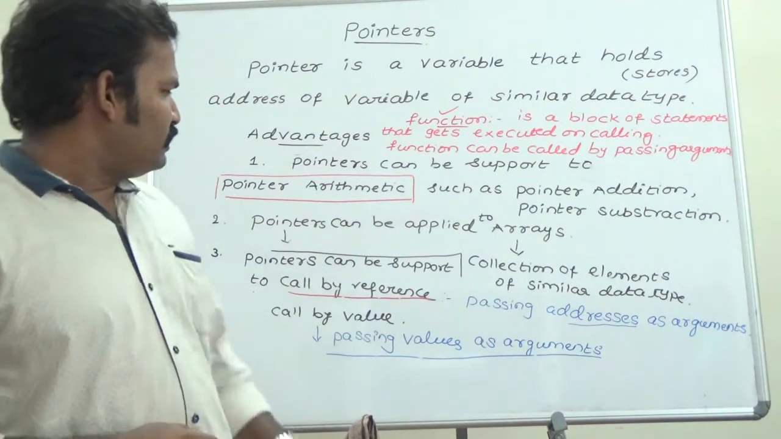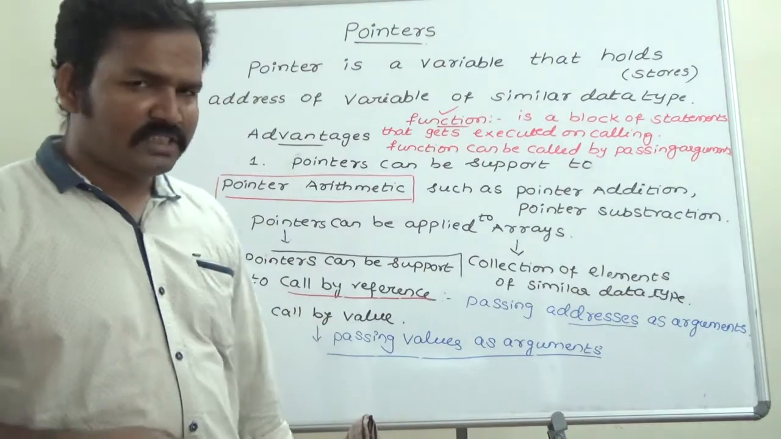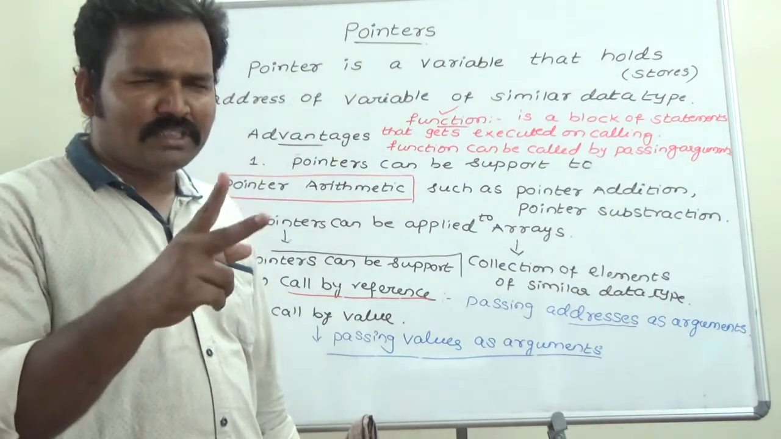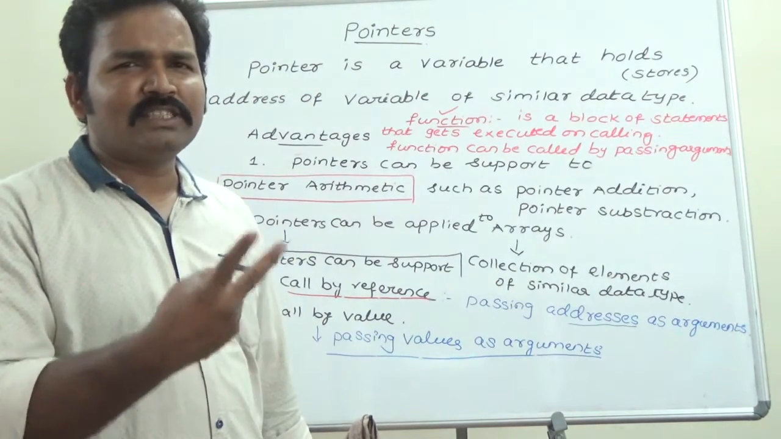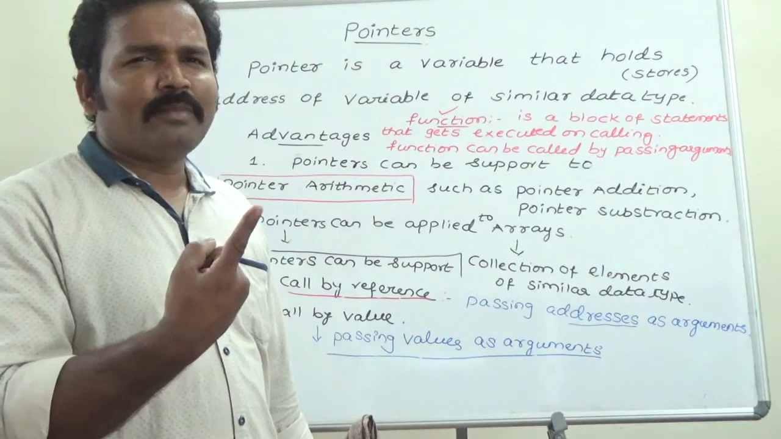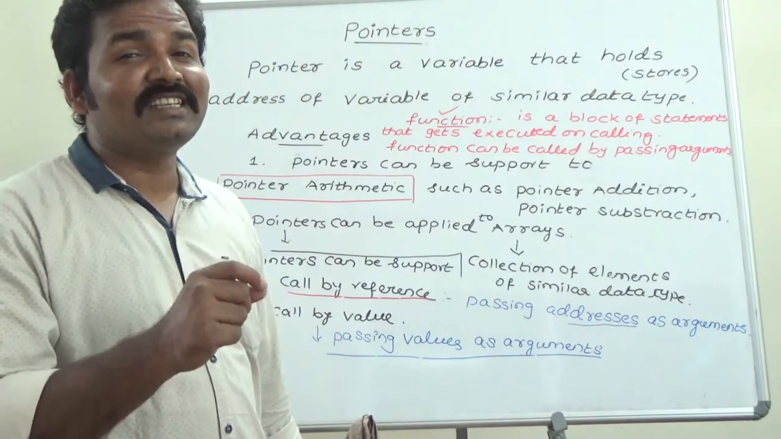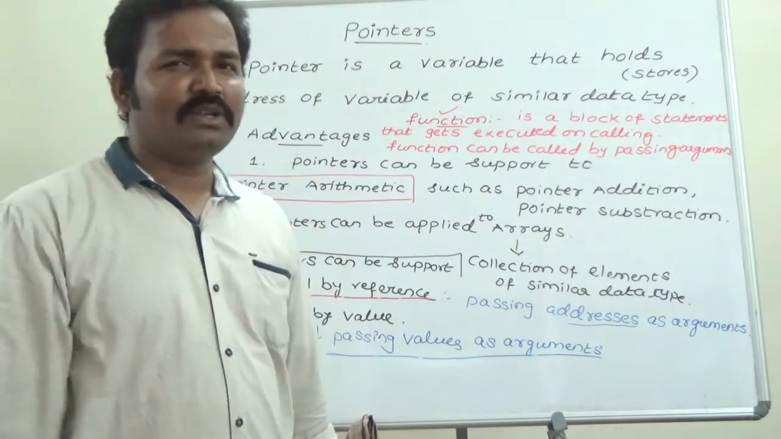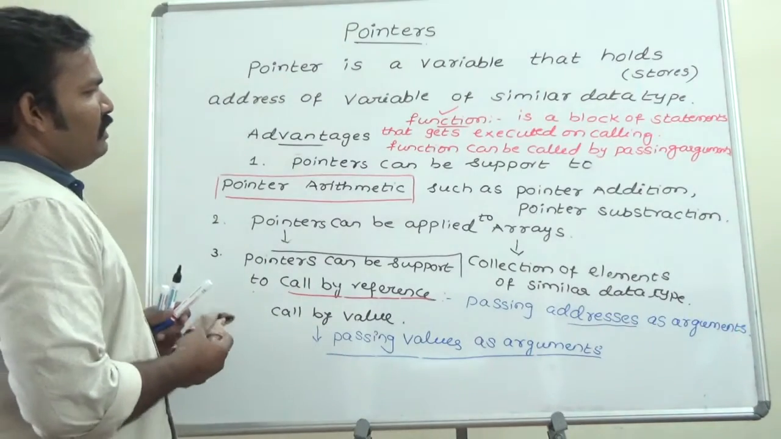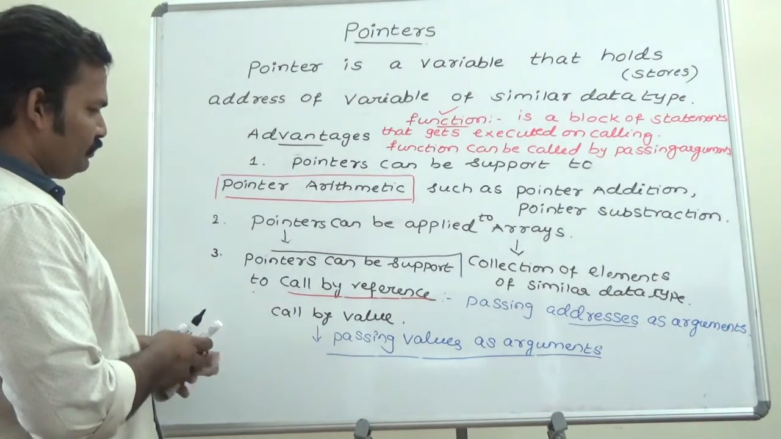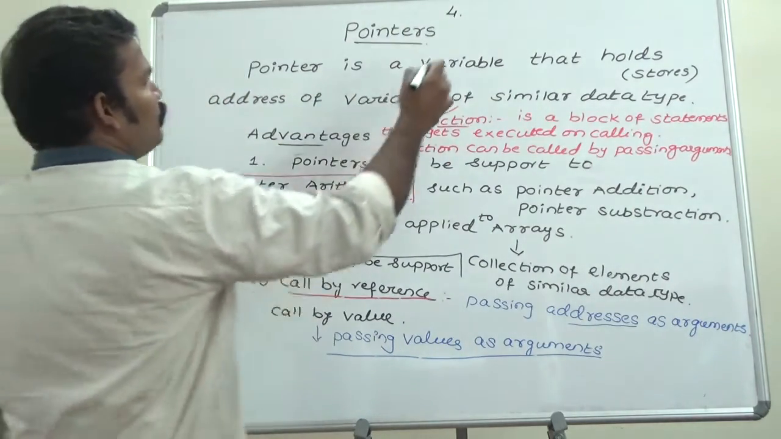Next, pointers support call by reference. There are two mechanisms used for passing arguments: call by value and call by reference. Call by value means we are passing values as arguments. In call by reference, we are passing addresses as arguments from the calling function to the called function. The next advantage, the fourth and last advantage.